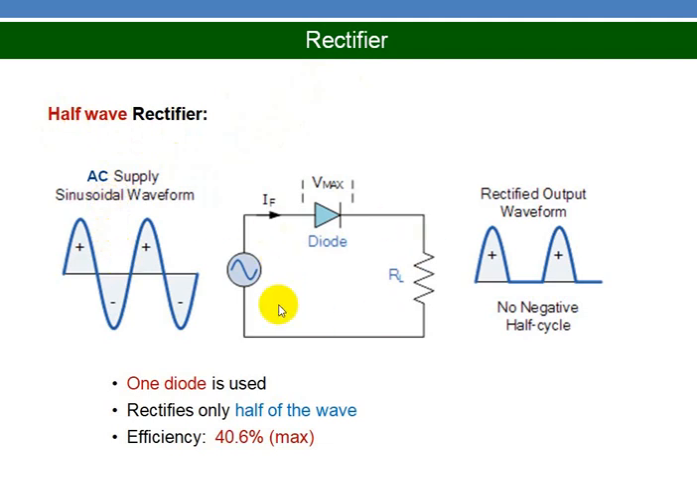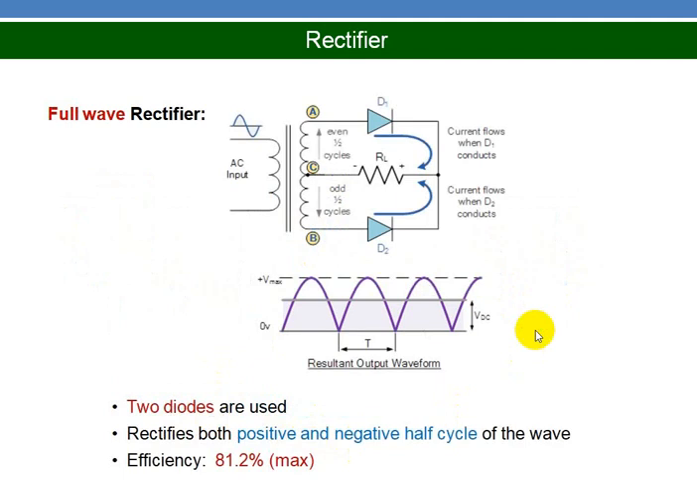Here is the circuit: we have one diode in the circuit and RL is the load resistance. When you apply AC input, only the positive cycles are rectified, so you get only positive cycles at the output. Negative cycles are not allowed to pass through the diode. Therefore, this circuit rectifies only half of the wave. Efficiency is 40.6%.